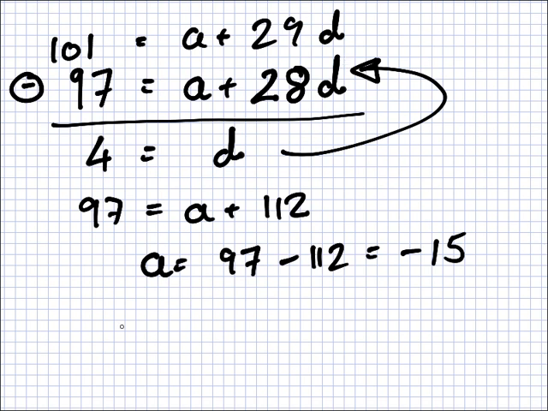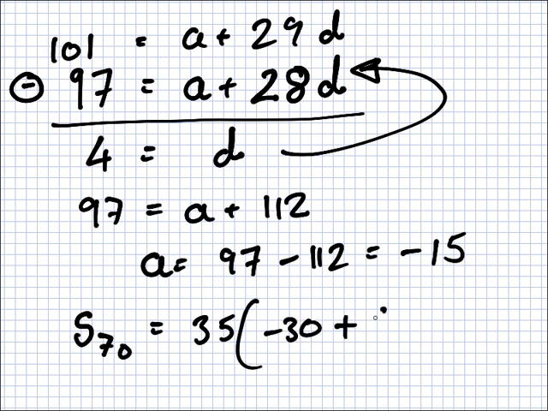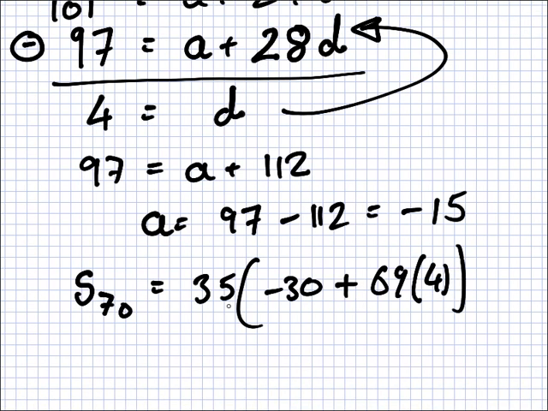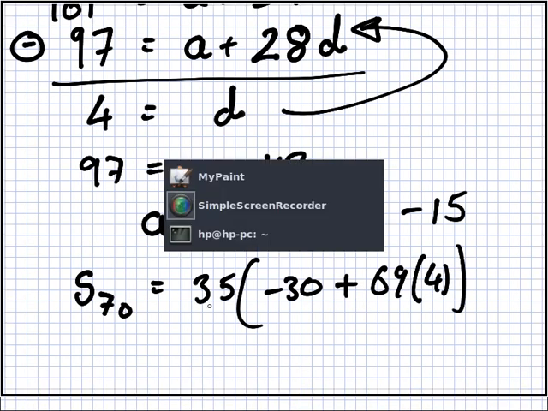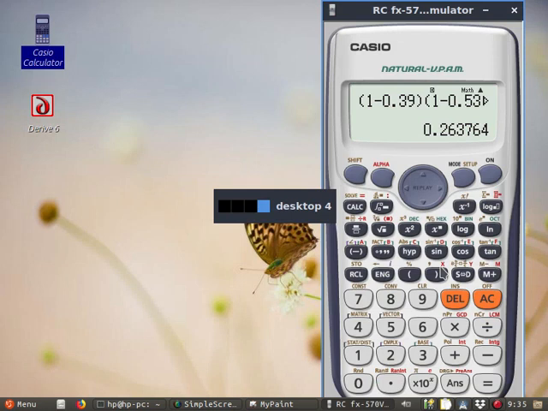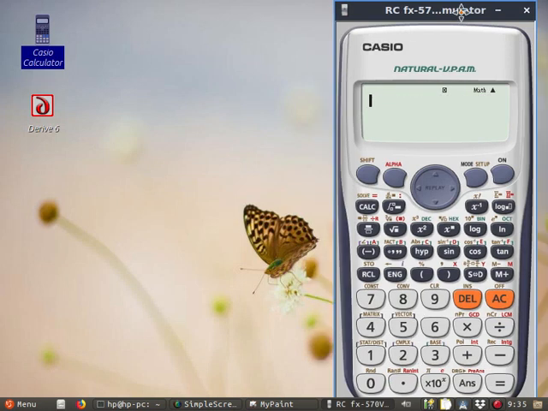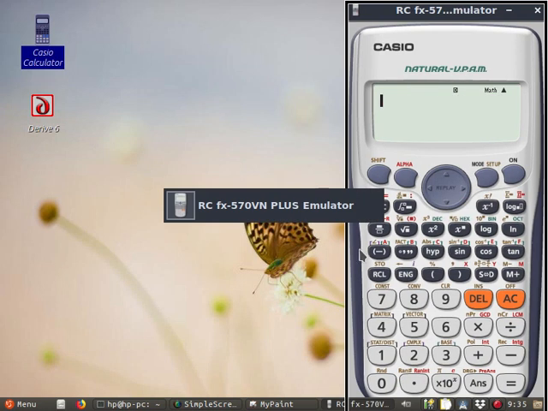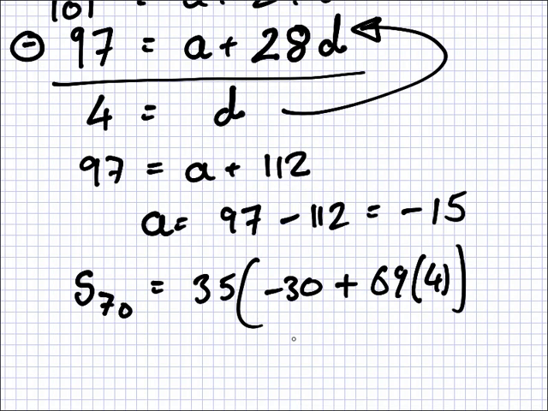So we have the A and we have the D now, and the next thing we want is the sum of the first 70 terms. So that's n over 2, 2A plus n minus 1 D. Right, let's see, so let me just put that in on the calculator here. I can't have the screen open at the same time for some reason. Okay, I'll just have to do it in my head.